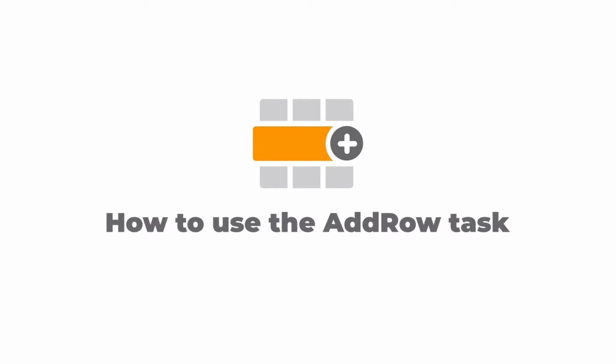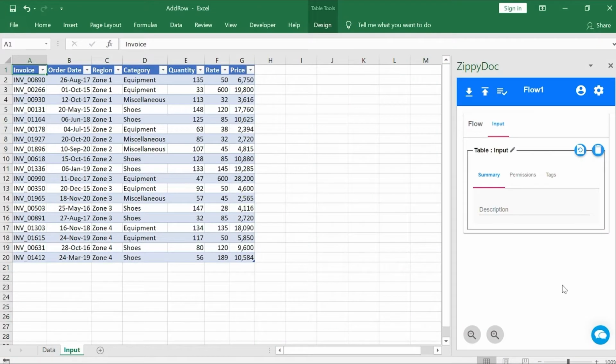In this video, we will show you how to use the AddRow task in ZIPPYDOC. AddRow appends a new row in a data table, which can either be blank, contain a default value, or contain numerical or text calculations. The task can be used to quickly create groups within a data table. This function is useful not only to organize the data, but also to perform numerical or text operations across multiple rows at the same time.